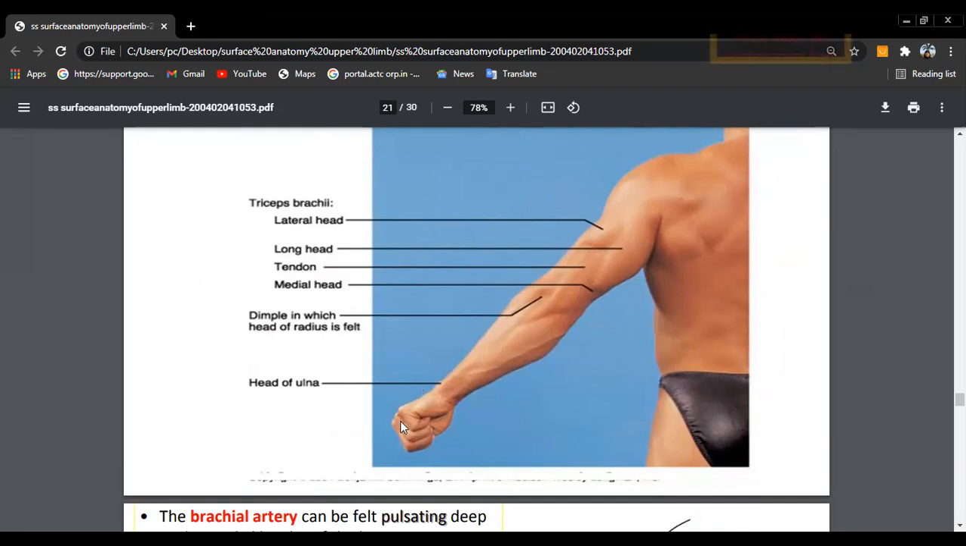Okay, then so this is little finger. Obviously towards little finger side we have ulna bone, so this bony prominence you find is the head of the ulna.